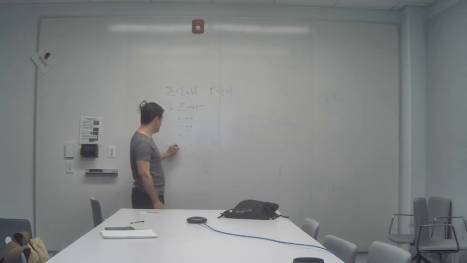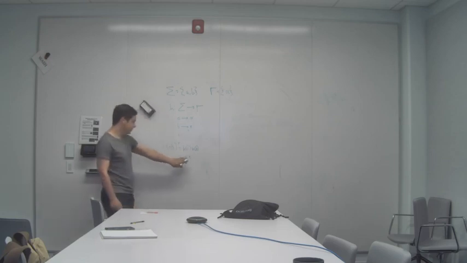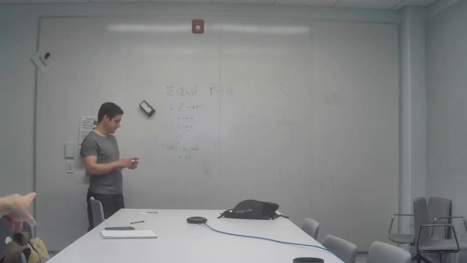So you want to show that an H of AB is going to be H of A, H of B. And that's going to be alpha, and then this is epsilon. Okay. And then what about the other side?